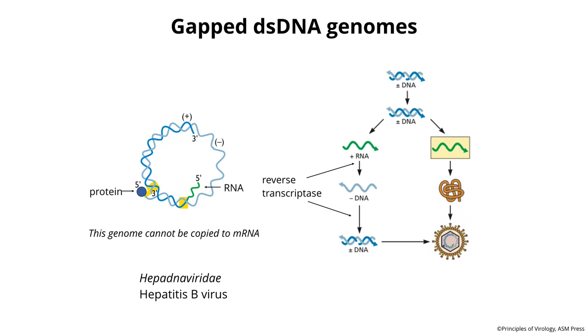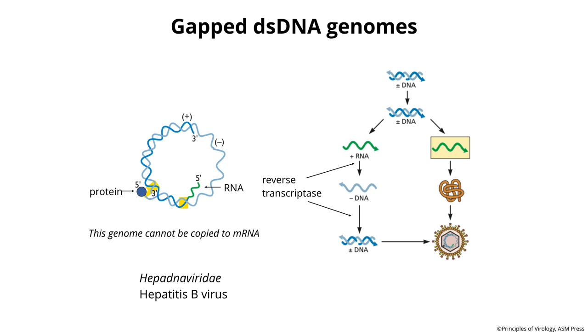Gapped double-stranded DNA genomes, these are the hepadnaviruses. And the main virus here we'll talk about is hepatitis B virus. Big cause of liver cancer globally. Here is the genome, very unusual, circular DNA. The negative strand is a complete circle. The plus strand is not complete. It has a gap, you see, between the 3' and the 5' ends. And the 5' end has a piece of RNA shown in green attached to it. The negative strand has a protein attached to it. So very unusual, and that cannot be copied to mRNA.